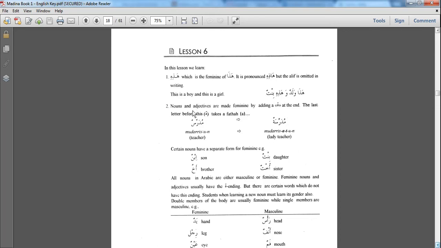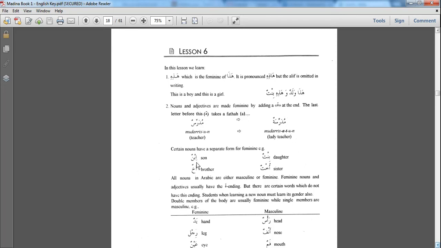The general rule about nouns and adjectives is that they are made feminine by adding a ta at the end. This ta is called ta marbuta. The last letter before this ta takes a fatha. For example, mudarrisun. This is a masculine male teacher. You want to turn it feminine, you put a ta at the end of it and then a fatha on the letter before it. This is the case in maybe 95% of all nouns and adjectives.